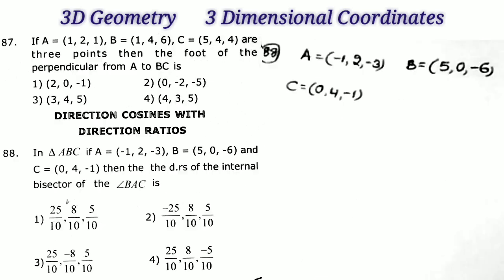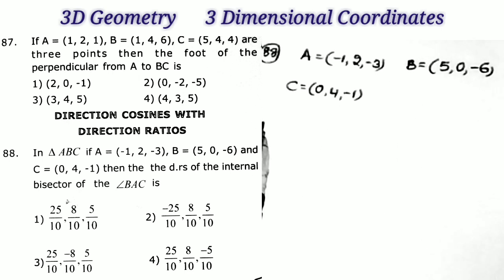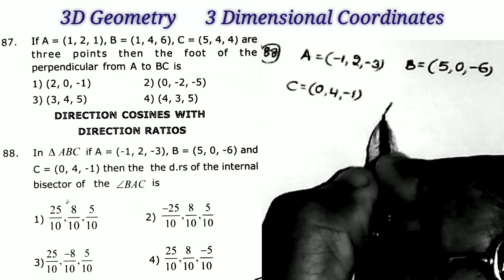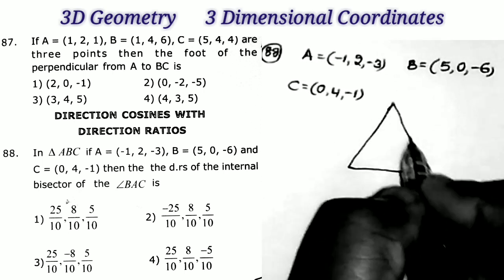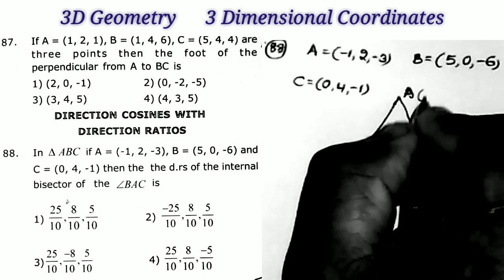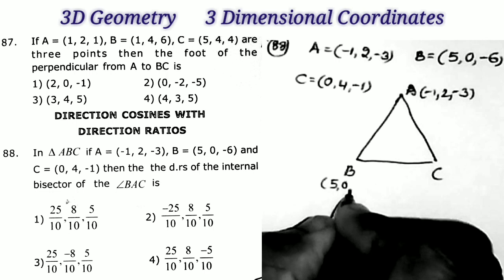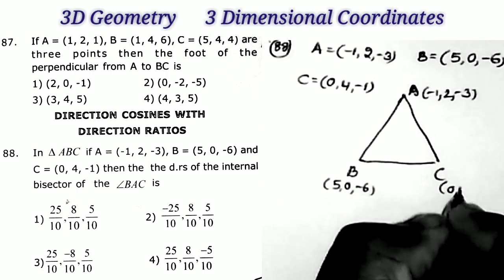That's all. Now the next question, sum number 88. In a triangle ABC, if A is equal to (minus 1, 2, minus 3), B is equal to (5, 0, minus 6) and C is equal to (0, 4, minus 1), then the DRs of the internal bisector of the angle BAC. So here one triangle ABC is given. This is the given triangle, and the three vertices are given: A is (minus 1, 2, minus 3), B is (5, 0, minus 6) and C is (0, 4, minus 1).